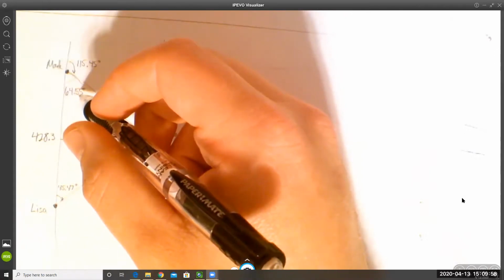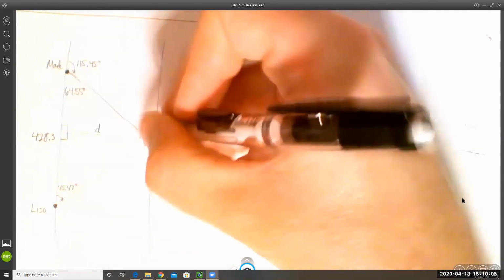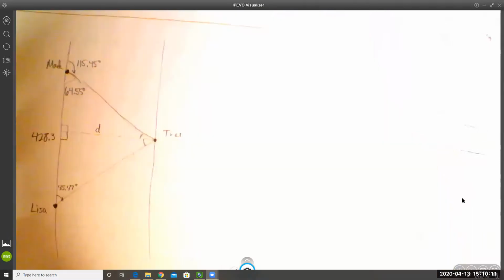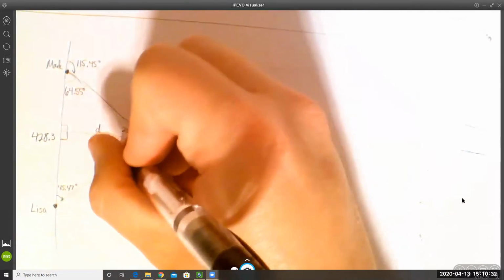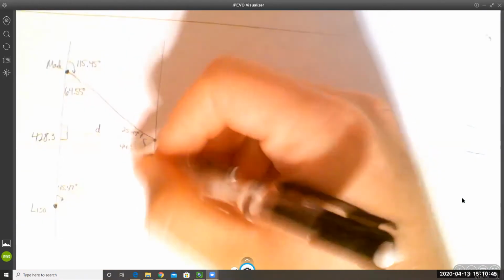Okay, now given that, since this is a 90 degree angle right here, I know that this angle must be 90 degrees minus 64.55. So that's 25.45. While I'm at it, I could get this one. It should be 90 minus 45.47, so that's 44.53. Which also tells me that the total angle here would be 44.53 plus 25.45, that's 69.98.